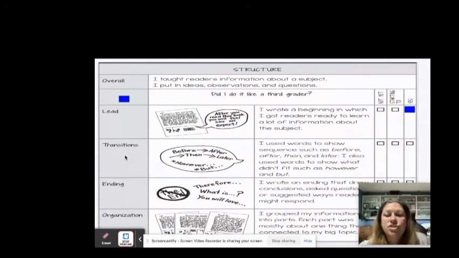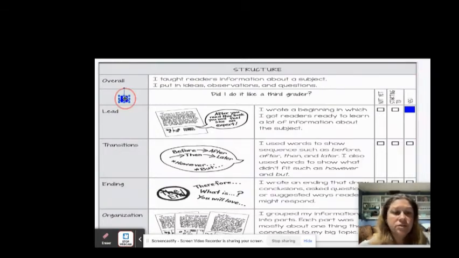So let's look at transitions. I used words to show sequence such as before, after, then, and later. I also used words to show what didn't fit such as however and but. Now, have you used those transition words? Ask yourself and look at your writing. Did you? If you do not have them, put not yet, but go back into your writing and add some transition words and words to show what didn't fit.